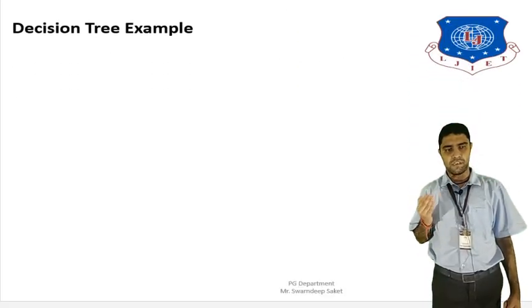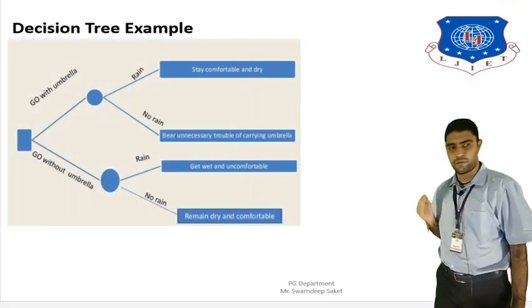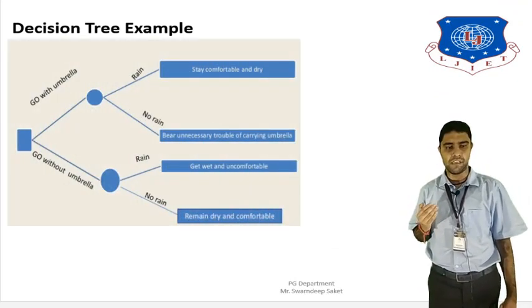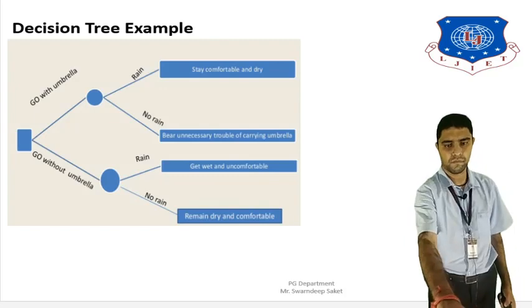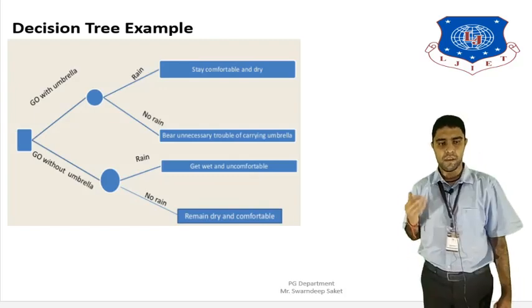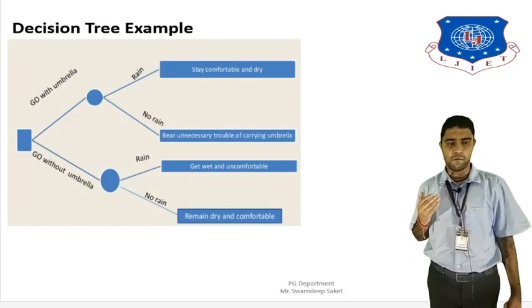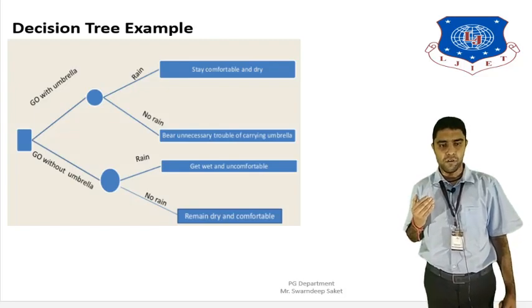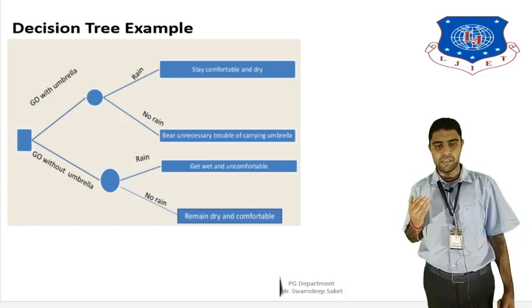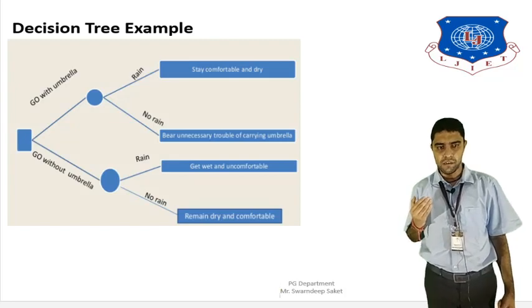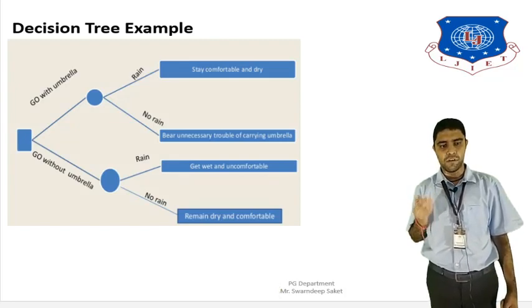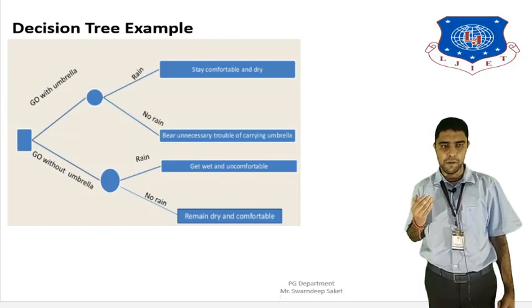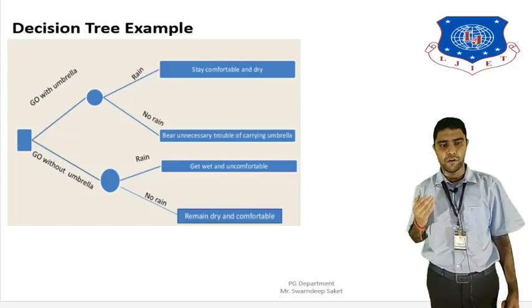Here in the figure is shown an example of a decision tree. The decision is whether to go to meet a customer. The square is the decision node. The circles are showing that we have to go with an umbrella or go without an umbrella. The circles are the event nodes, and these show the future states.